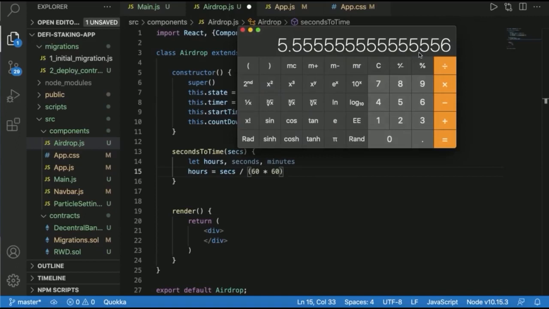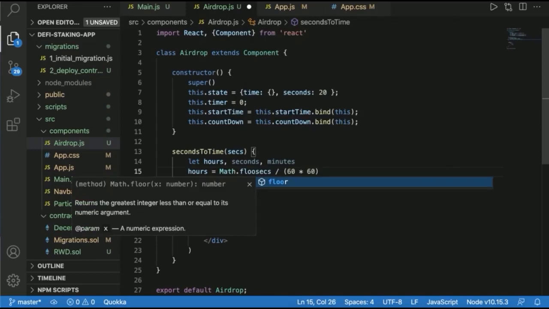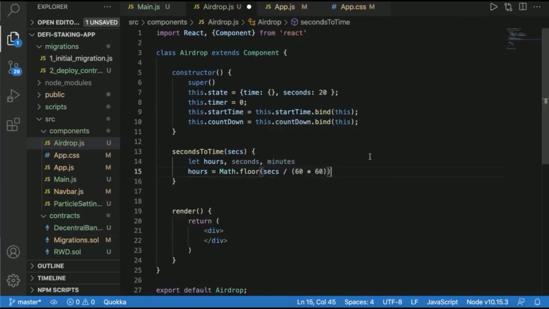So what we need to do is actually leverage a method. We can use a JavaScript rounding method. There's a couple different ones, and what we're going to use here is the floor. So to do that, we can say hours equals Math.floor.